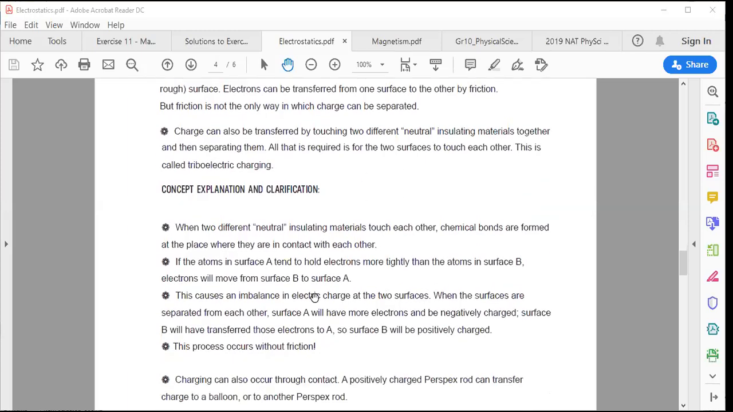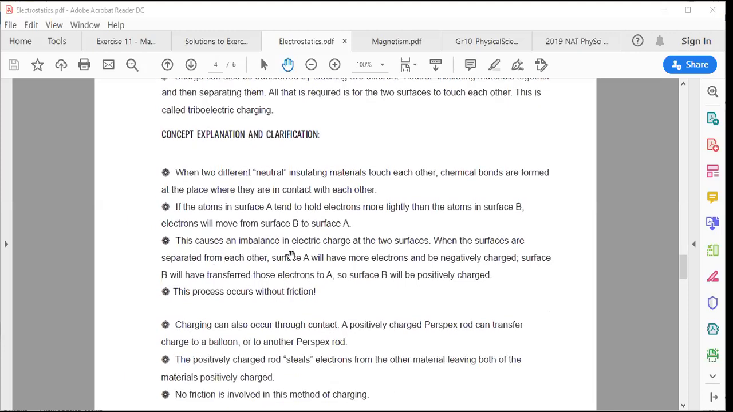Right, then the next one, when two different neutral insulating materials touch each other, chemical bonds are formed at the place where they are in contact with each other. If the atoms in surface A tend to hold electrons more tightly than electrons in surface B, electrons will move from surface B to surface A. So it's going back to the bonding, right? The ones with stronger bonds will bind the electrons tightly. The ones that can let go are the ones that will lose electrons, all right?